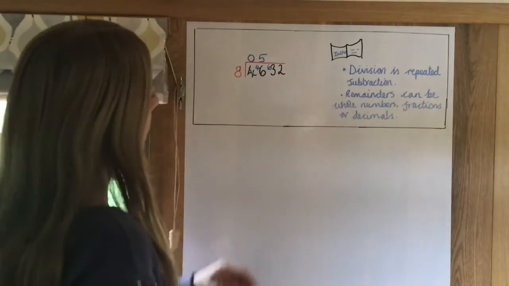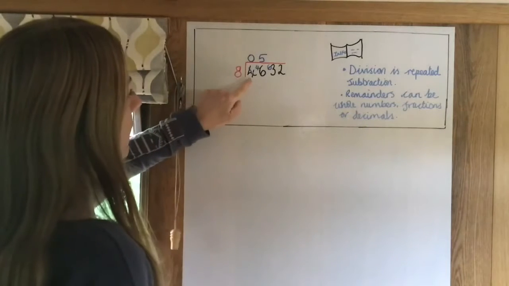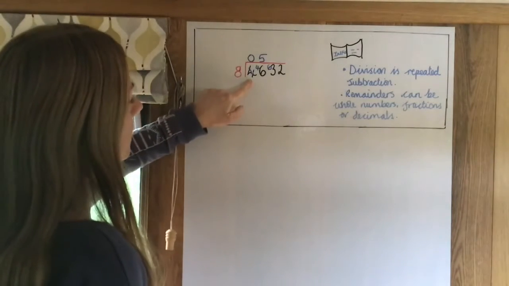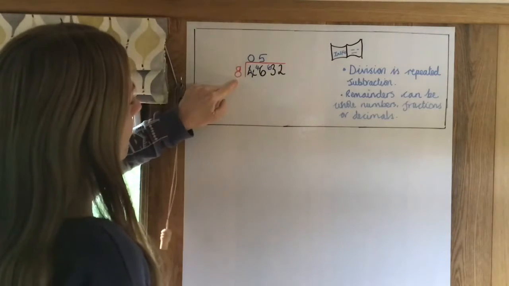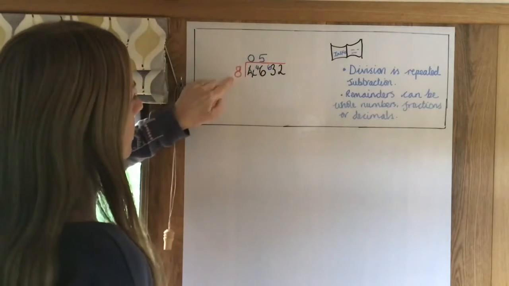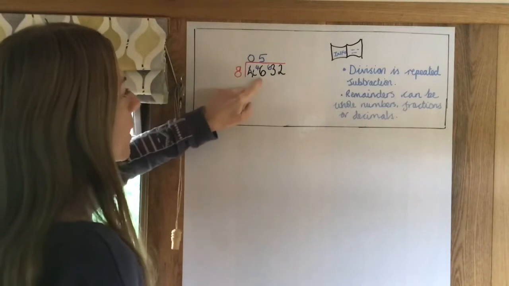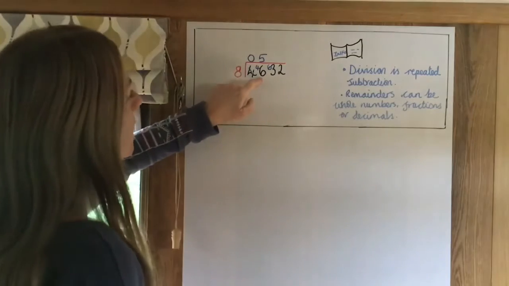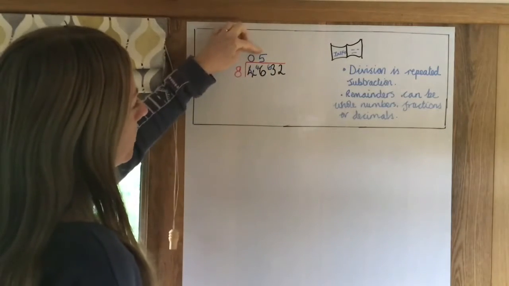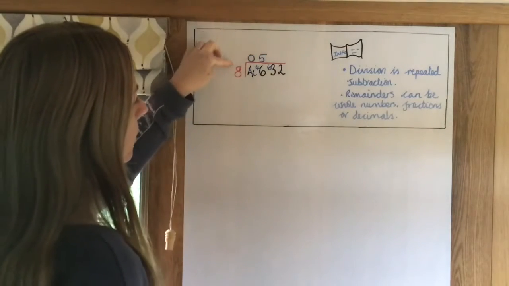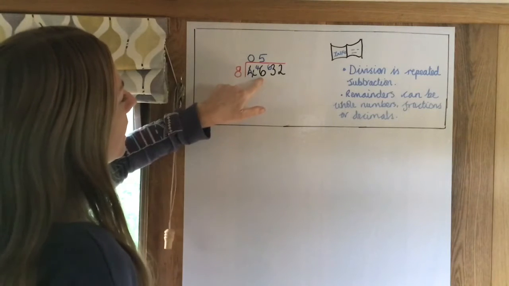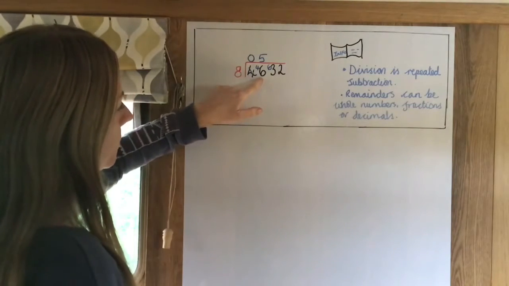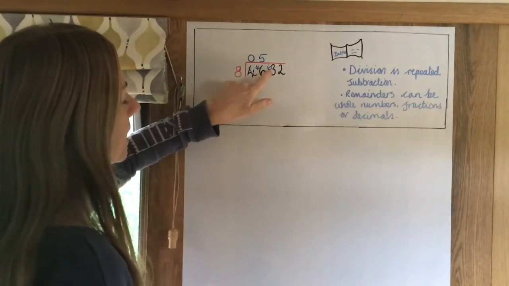So far, what we have done is we've tried to take a group of 8 out of 4, and we couldn't do it. So now we made the number 46. And then we've worked out that you can take 8 times 5, which is 5 groups of 8, 40 away from 46. So you write the multiplication fact on top that goes with that, 40. And then here you subtract the 40 from the 46, and that left 6.